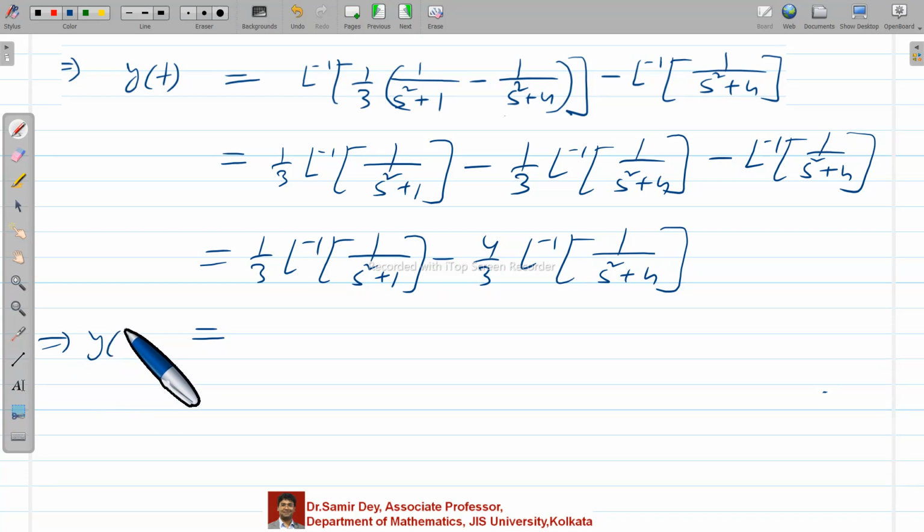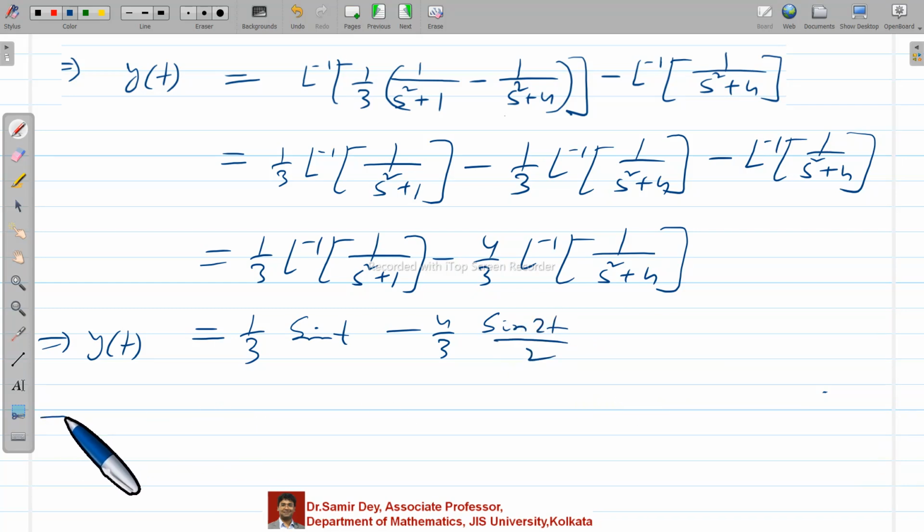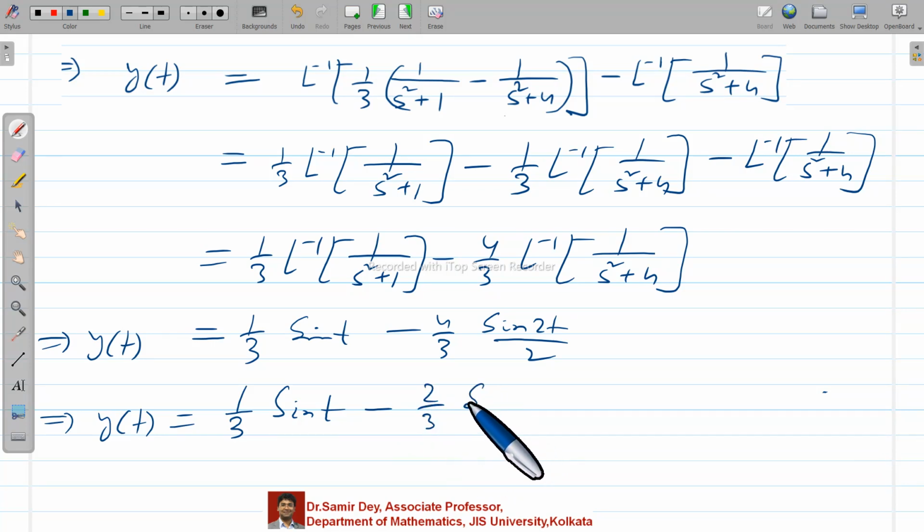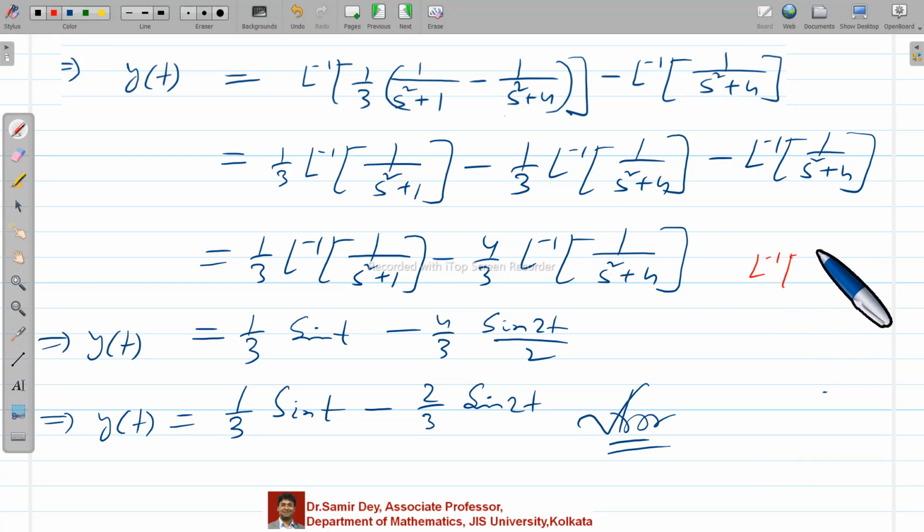Now what is your value? So y(t) is equal to, from here already you know 1 by 3, it is sine t, and from here 4 by 3 it is coming sine 2t by 2. Ultimately it is coming y(t) is equal to 1 by 3 sine t minus 2 by 3 sine 2t. That is the answer. Please check. So here I have used the formula L inverse of 1 by s square plus a square is equal to sine at by a. So here it is 4, that means 2 square. So that's why I have mentioned sine 2t by 2.